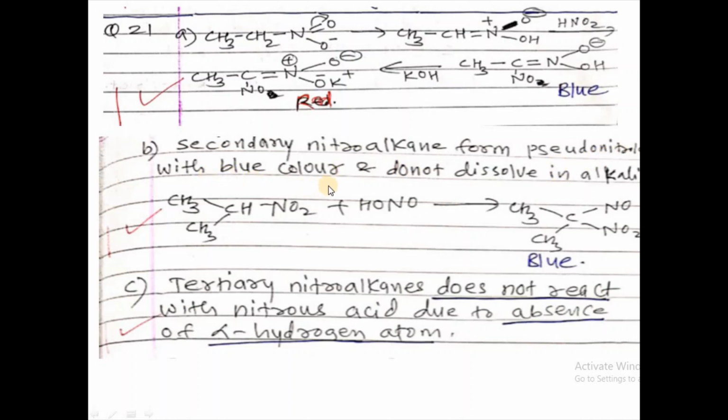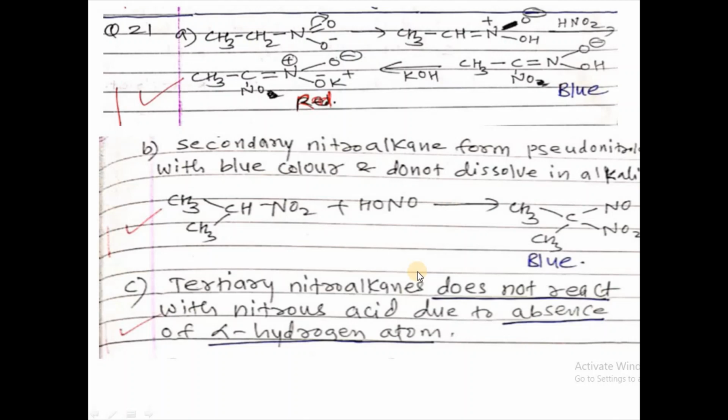pseudonitrole with blue color. That means only this hydrogen atom is present, and when this hydrogen atom is replaced by NO, there is no hydrogen atom which can form this type of acid form, and only blue color is obtained. It does not react with KOH.